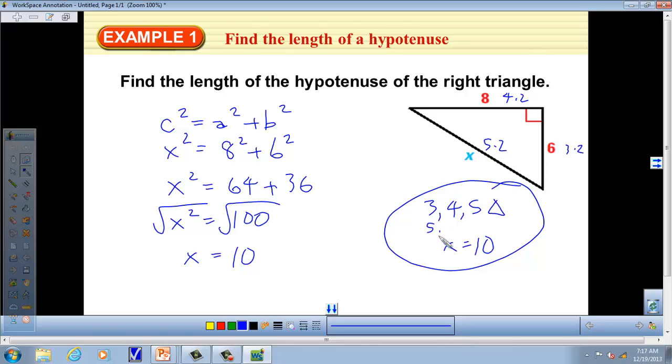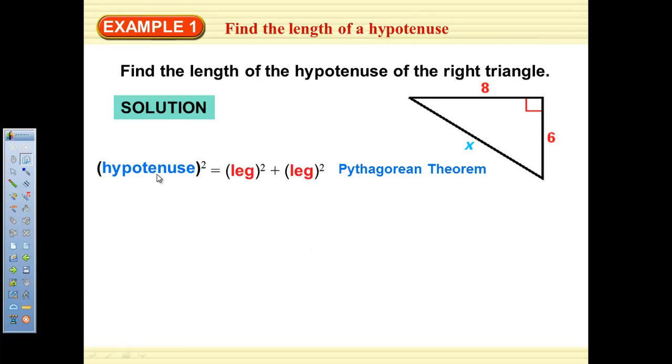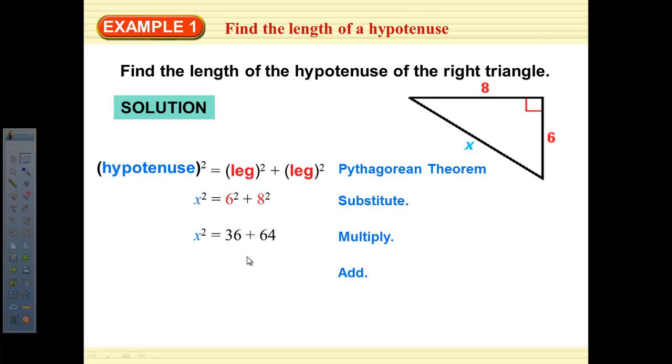The other one you want to memorize is 5, 12, and 13. Let me write that outside there because that's not part of it. The 5, 12, 13 triangle is another one. And there's a third one, but it's not used that much: 8, 15, 17. If you recognize the triangle, you can go ahead and say it's a 3, 4, 5 triangle, therefore we're good. So again, going back to this, using the Pythagorean theorem, this is my c squared, a squared, and b squared. We plug it in, we do the work, and we get our answer.